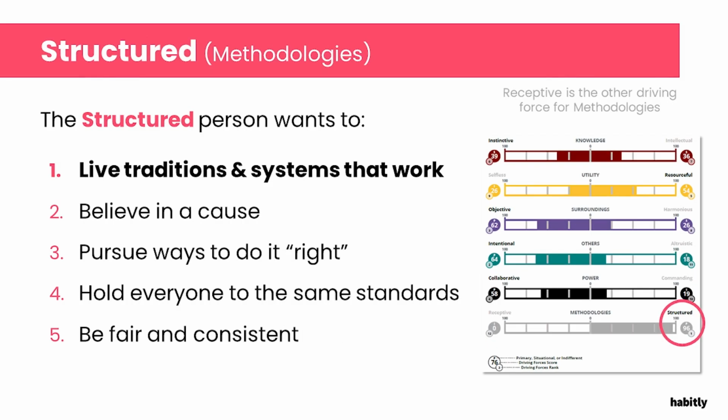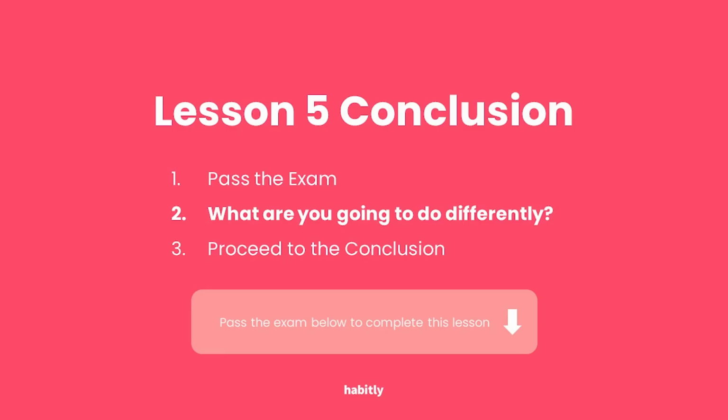In contrast to that, the high traditional, the structured person, likes to live traditions and systems that work, believes in a cause typically, may have strong spiritual beliefs, pursues ways to do it right. And they want to hold everyone to the same standards and keep it fair and consistent. But they're always searching for the better way to do things.